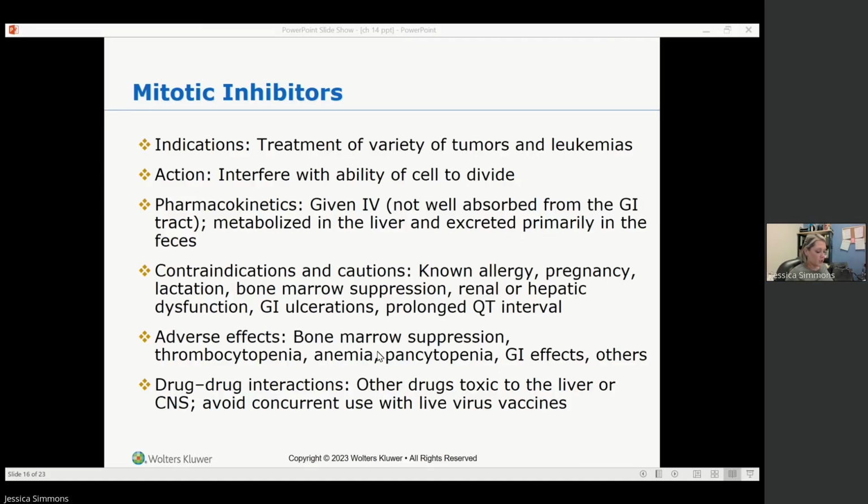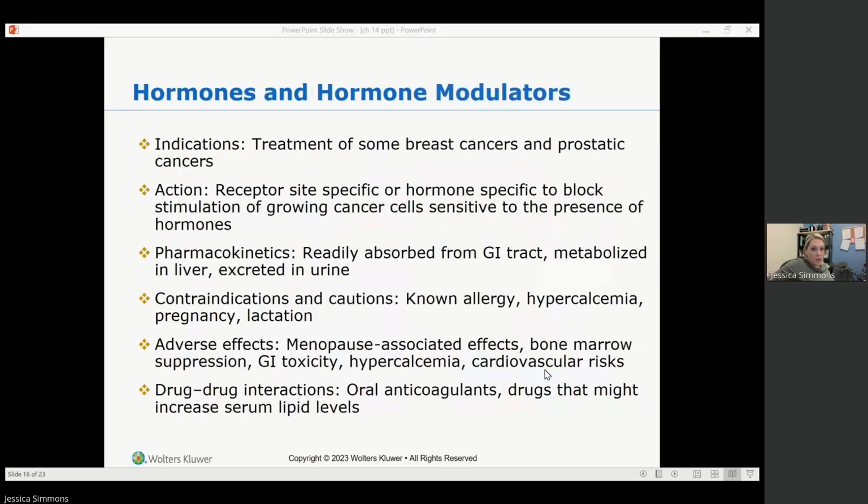Monitor CBC and liver enzymes. Monitor for manifestations of gout. We just talked about gout. Practice good oral hygiene. Prevent pregnancy during treatment. Okay. Definitely look at all of these nursing administration parts in your ATI book.